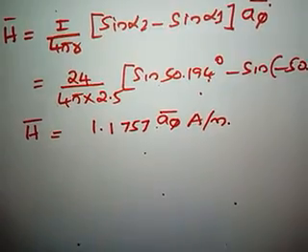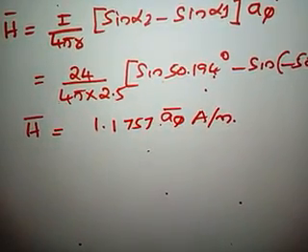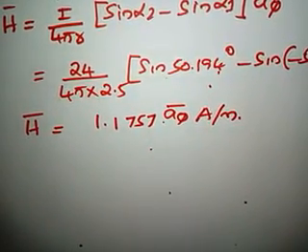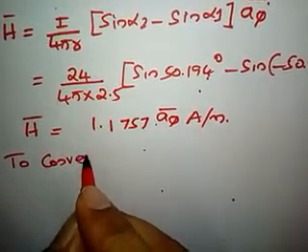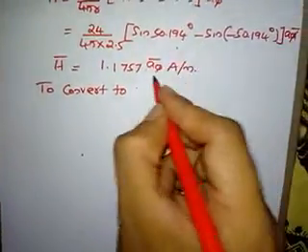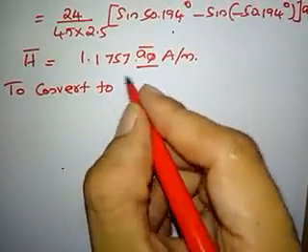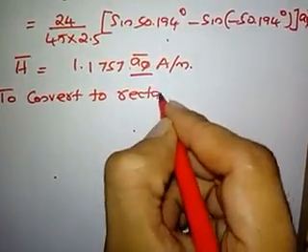Now this H bar is in cylindrical system, so we have to convert it into rectangular system. Here a phi bar is in cylindrical, so we have to convert it into rectangular system.